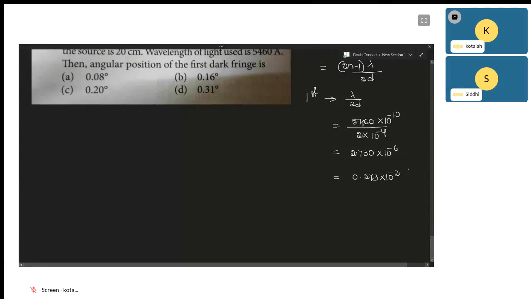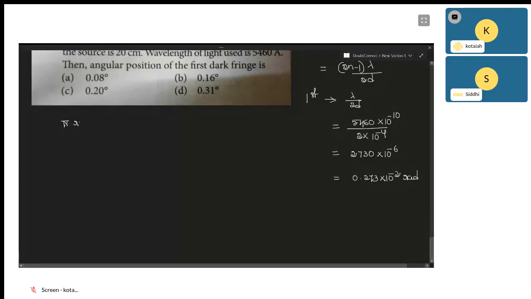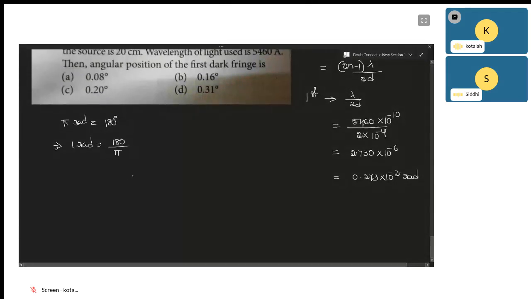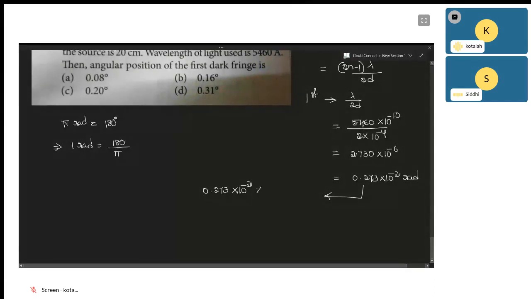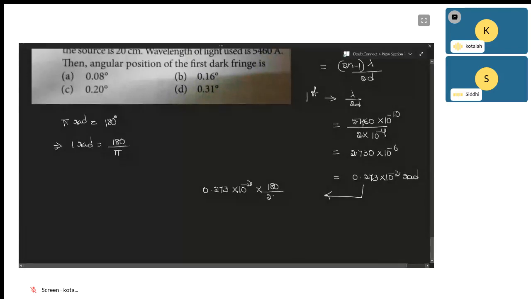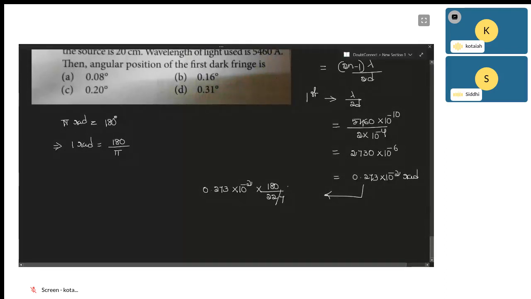But that option is not there. Here this is in terms of radians, and the options are given in terms of degrees. Pi radians is equal to 180 degrees, so 1 radian is equal to 180 by pi. So these many radians is 0.273 into 10 power minus 2 into 180 by pi. Pi means 22 by 7 or 3.14.